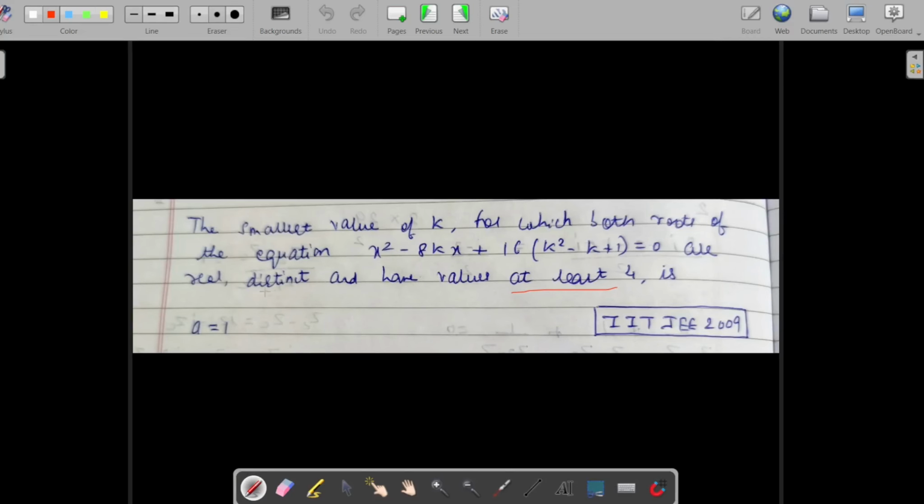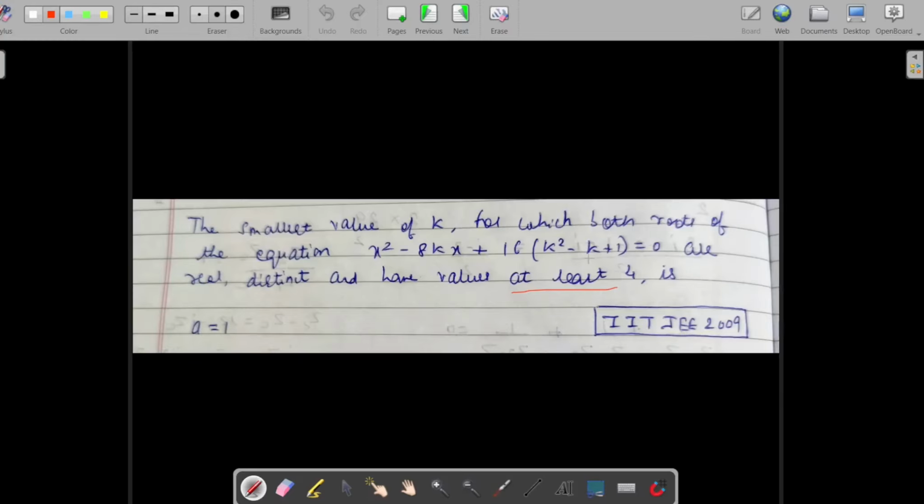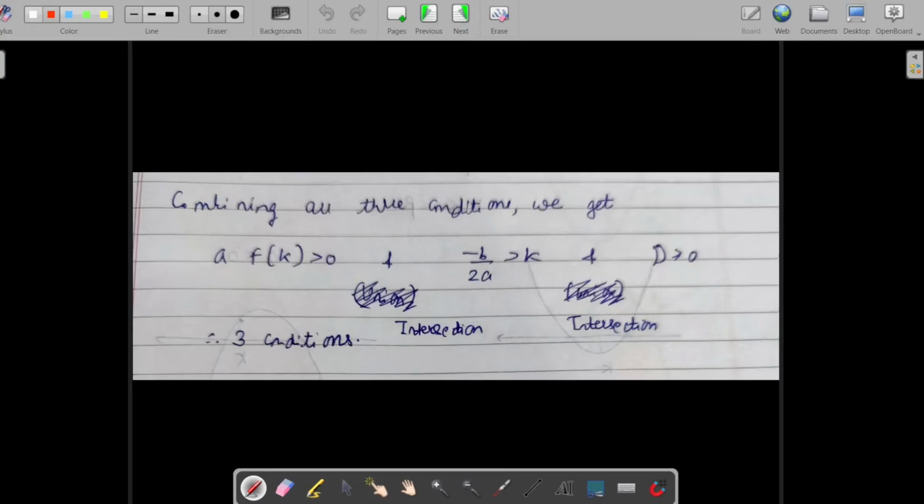First of all, both roots are real and distinct. So very easily we should have D greater than 0. A is already greater than 0 because a is 1. So in this equation, we have to find D greater than 0. What is D? b square minus 4ac. It will factorize very easily and you will get k greater than 1. So that is the first condition according to that case, right?